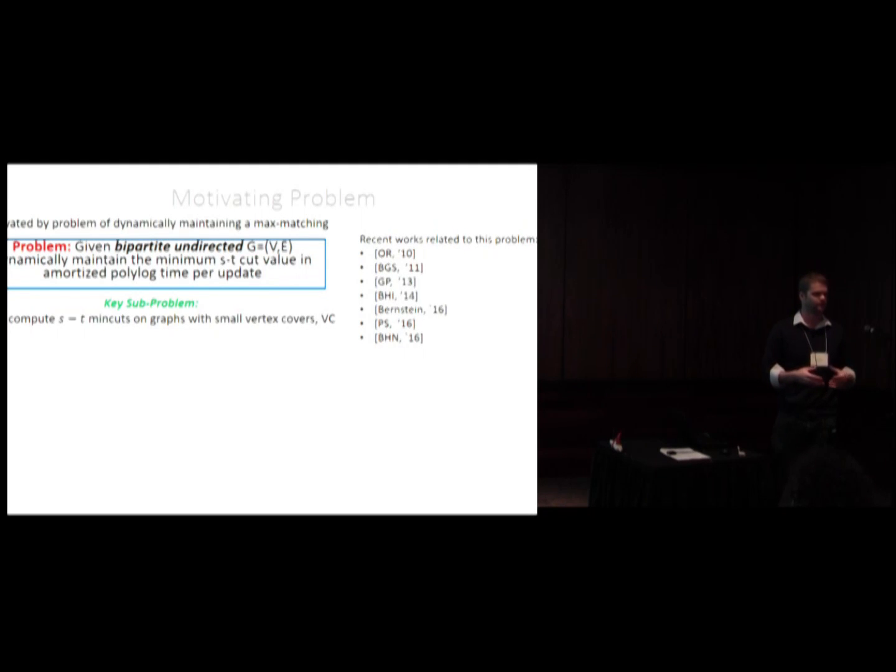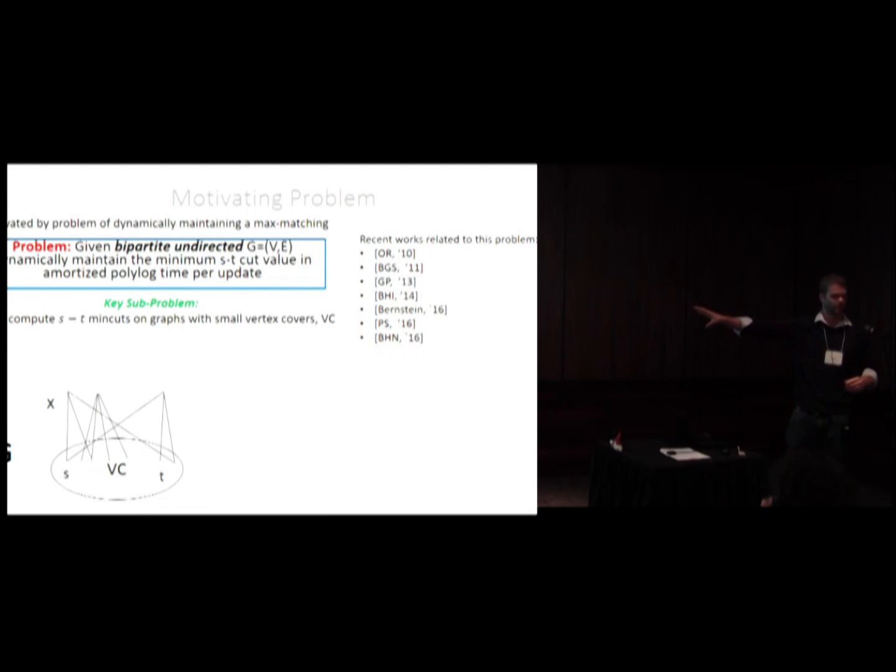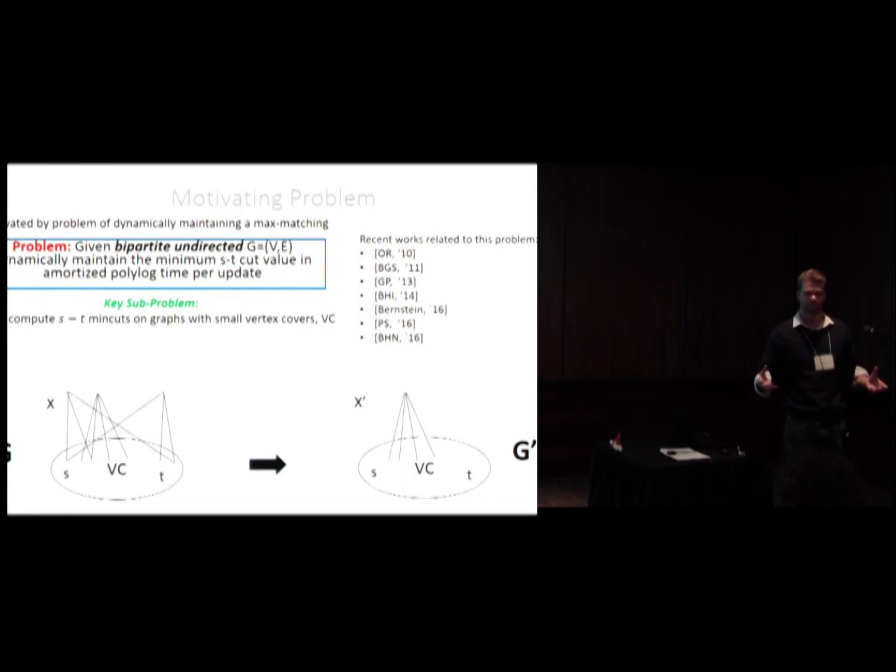So what do I mean a bit more by this key subproblem? I want to be able to reduce to a small vertex cover size graph and compute min cut on that. Suppose this is a representation of our original graph, but the vertex cover is kind of small. The X is going to be our independent set. We have these vertices coming down onto the vertex cover. The idea is that we want to get rid of a lot of these independent vertices, so that now we have a graph that's proportional to our vertex cover.